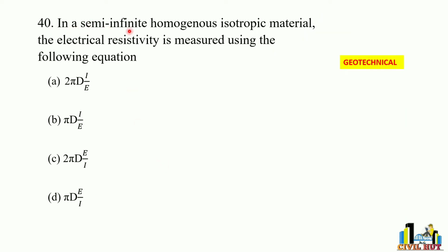In a semi-infinite homogeneous isotropic material, the electrical resistivity is measured using the following equation: A, 2 pi d by IE; B, pi d by IE; C, 2 pi d into E by I; D, pi d into E by I. Our answer is 2 pi d into E by I. This is from soil exploration in geotechnical engineering. This equation is in the soil exploration topic.